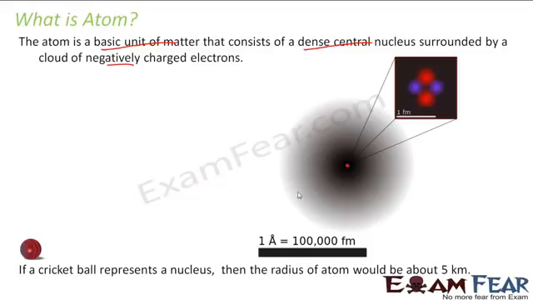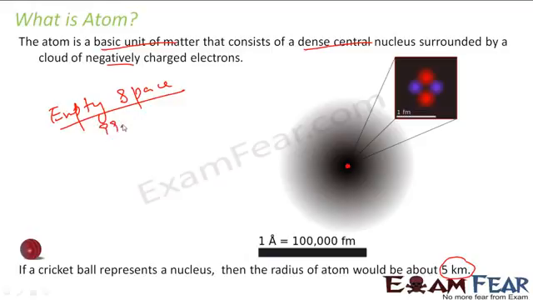If you compare the nucleus of the atom to a cricket ball, the size of the atom is nothing but a sphere of radius 5 kilometers. Understand the huge difference here. This is very small. If this is a cricket ball, this is 5 kilometers. That means most of the atom is nothing but empty space. Please note, most of the atom is empty space.